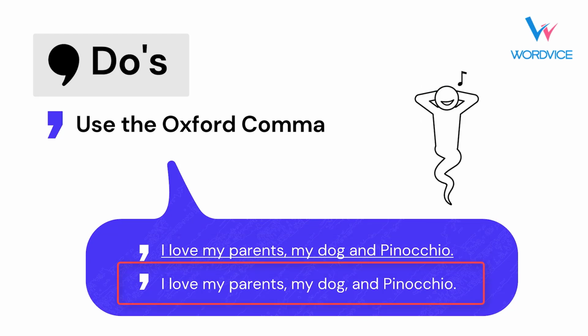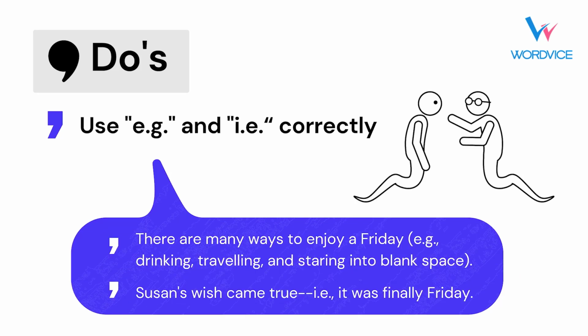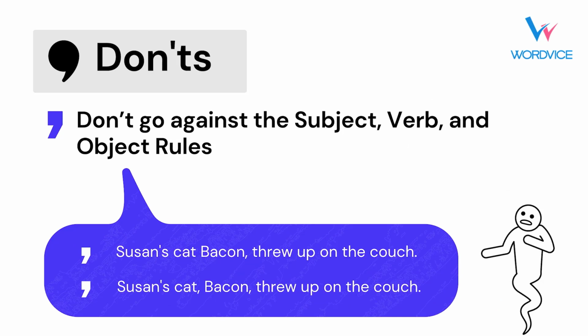I love my parents, my dog, and Pinocchio. By adding an Oxford comma, the author makes it clear that he loves his parents, his dog, and Pinocchio too. Another rule to keep in mind is that both "for example" and "in other words" must always be followed by a comma. One mistake many authors make is to separate a verb and its object.